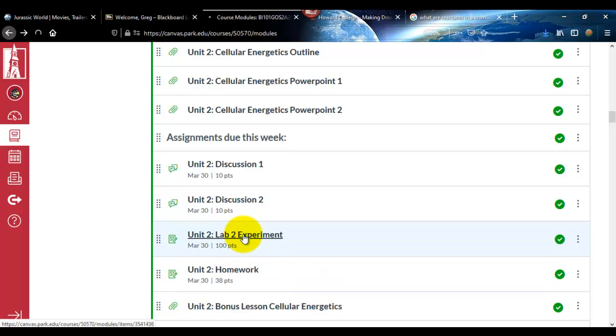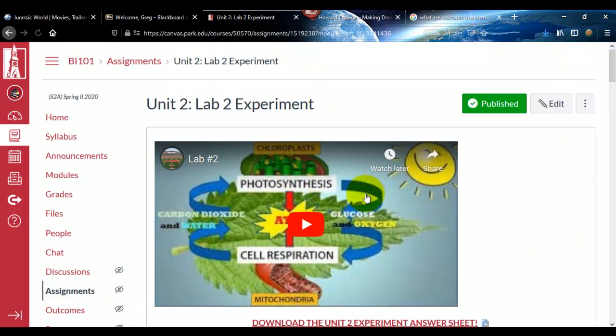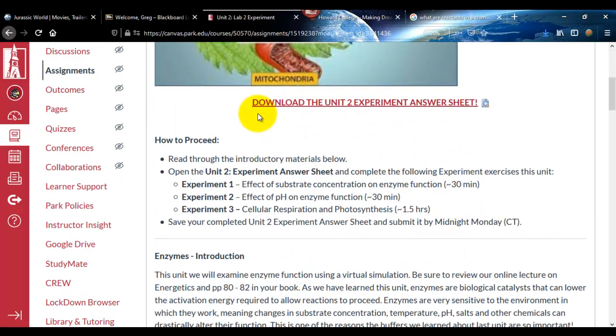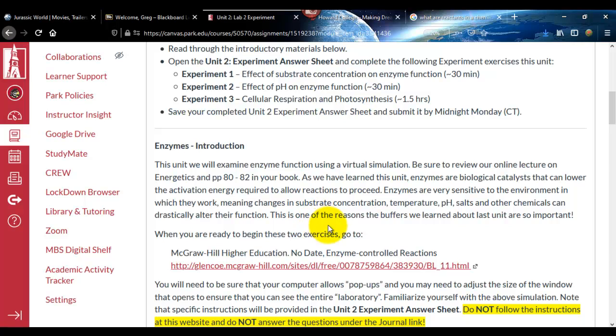The experiment, click on that. Now look, watch this video here. And then here is your sheet that you're going to download. You're going to save it to your computer. And then you're going to do 3 experiments. And they're actually really cool.